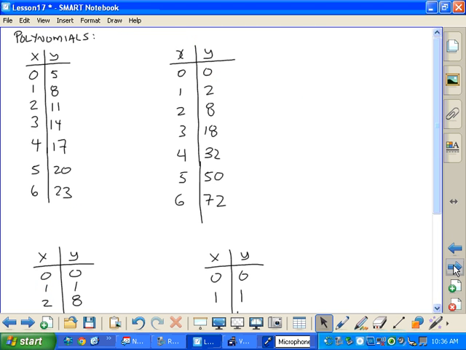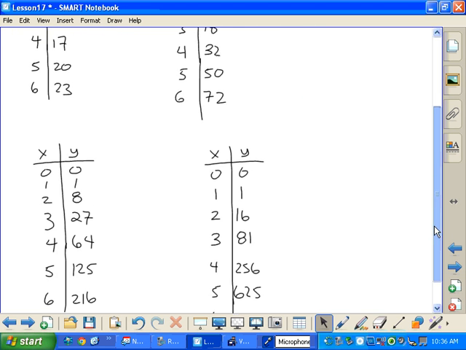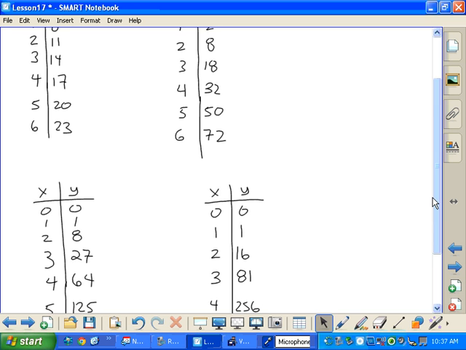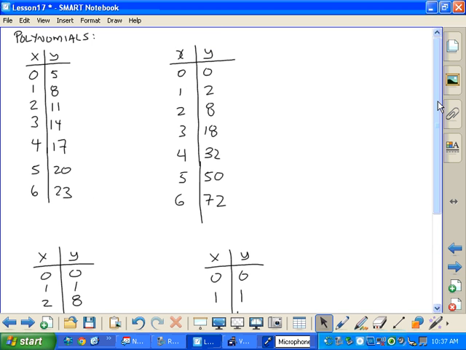So polynomials, how do you tell? I've got 4 tables here. How do you tell if we have a linear, quadratic, cubic, or quartic? It all comes down to first differences. Going back to grade 9, your first differences. If we look here, we have 3, 3, 3, 3, 3, 3. If the first differences in the first column are the same, you have linear.